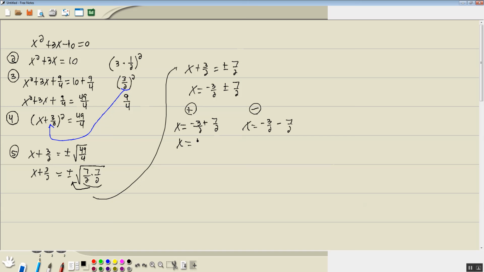Well, negative 3 plus 7 is 4, so we got 4 over 2, or 2. On this one, negative 3 minus 7 is negative 10 over 2, which gives us negative 5. And those would be our two answers.